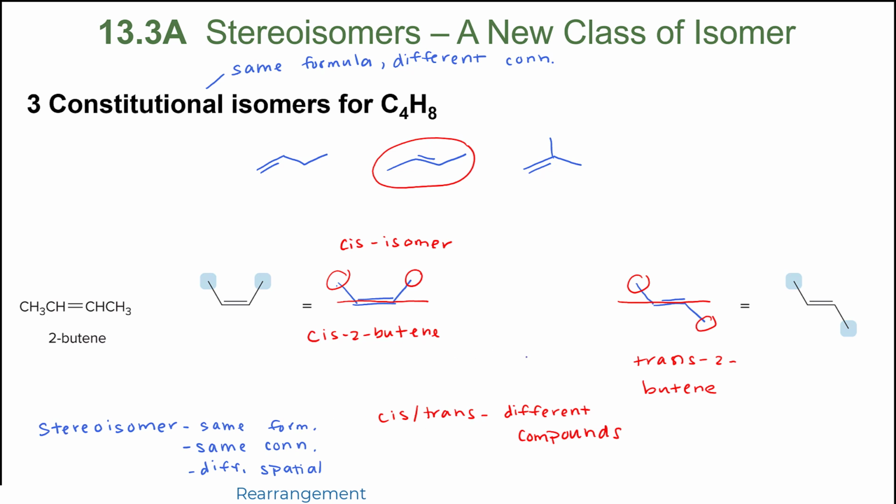So the cis-2-butene and the trans-2-butene are still 2-butene. So that double bond is still occurring between 2 and 3. But in the cis, those 2 methyl groups are on the same side as each other. And in the trans, they're on opposite sides of each other.